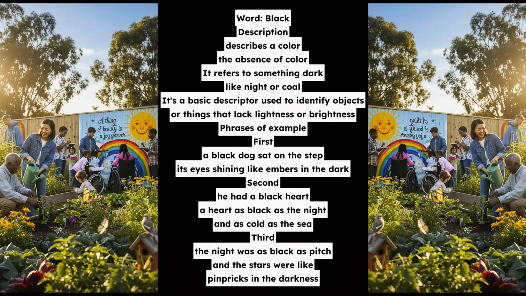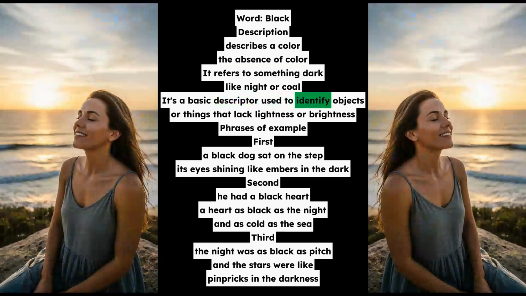Phrases of example. First, a black dog sat on the step, its eyes shining like embers in the dark. Second, he had a black heart, a heart as black as the night and as cold as the sea. Third, the night was as black as pitch, and the stars were like pinpricks in the darkness.